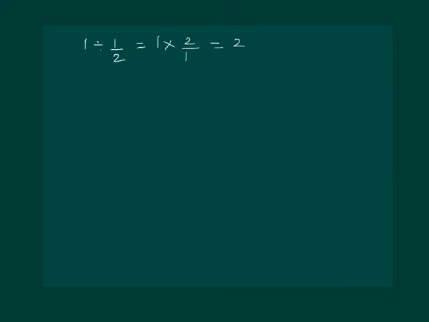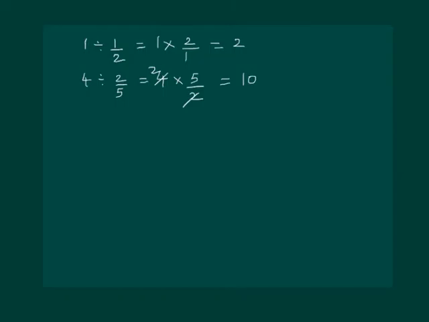If we consider 4 divided by 2 by 5, this is the same as multiplying 4 with the reciprocal of 2 by 5, that is 5 by 2, and now solving it, our answer is 10.